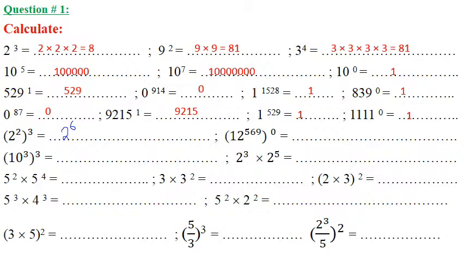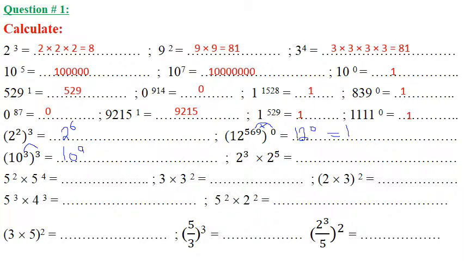Now 12 to the power 569 to the power 0. First we have a power of power. We should multiply the two exponents. So here the answer is 12 to the power 0. And any number to the power 0 always gives me 1. Also here we have a power of power. 3 times 3 is 9. So the answer here is 10 to the power 9.